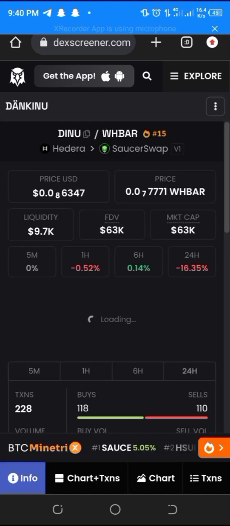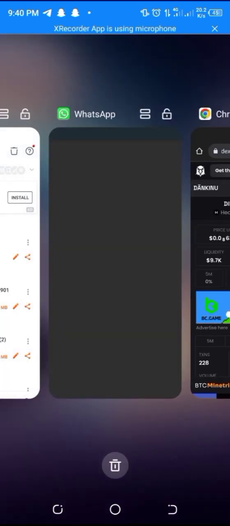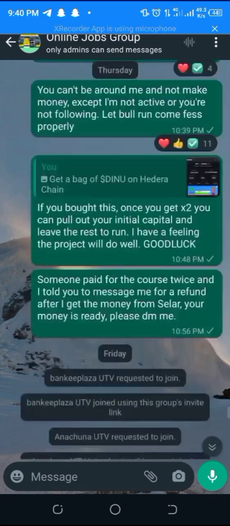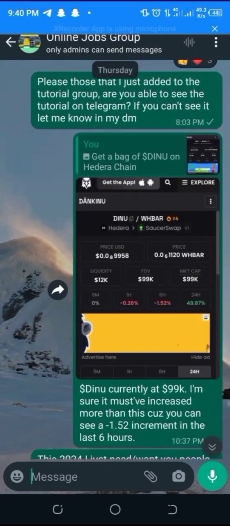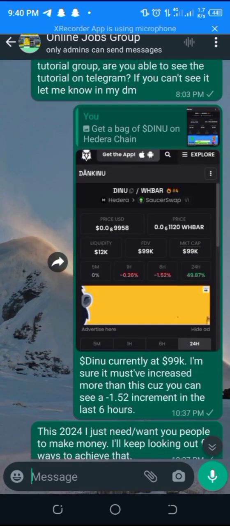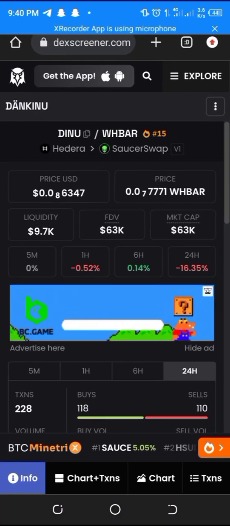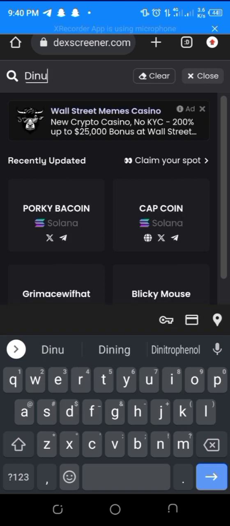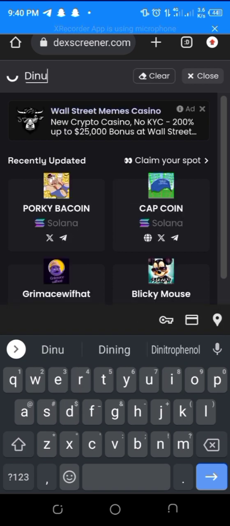This was what I wanted to say back then. Now, you can see that this screenshot here is exactly the same as what I dropped in the group. So what I'm trying to bring out here is, let's say for example, I dropped Dino, and with this screenshot you are seeing WHBAR and so on. Then you now come to Dexscreener, maybe you type Dino on Dexscreener, right? Then you click on search.